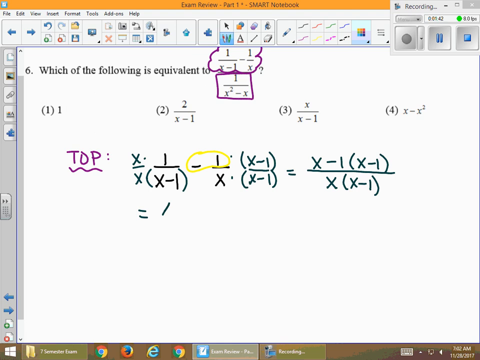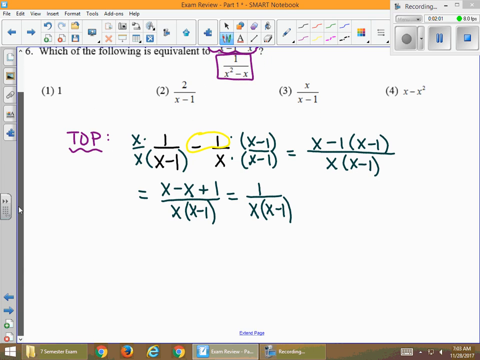Distributing your negative through, negative 1 times x is negative x. Negative 1 times negative 1 is positive 1. And your x's cancel there. So the numerator of our fraction is x times x minus 1. The denominator was 1 over x squared minus x. So if we go ahead and work with that a little bit, we can factor out an x. So we have x times x minus 1 there as well.